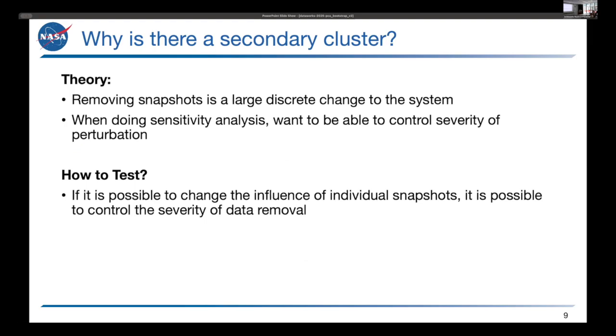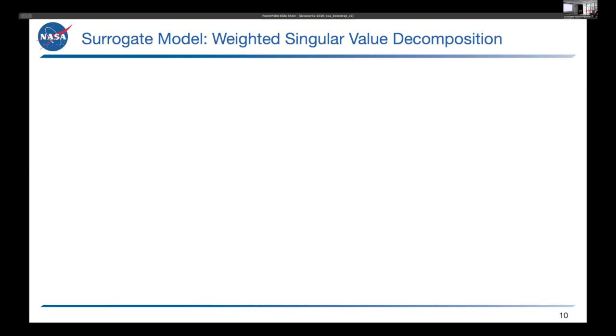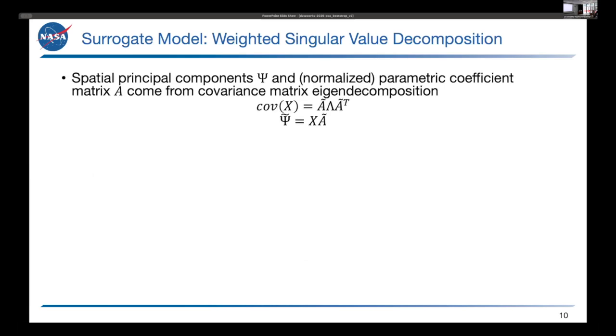So what we decided to look at is changing our model. We're now using a weighted singular value decomposition.